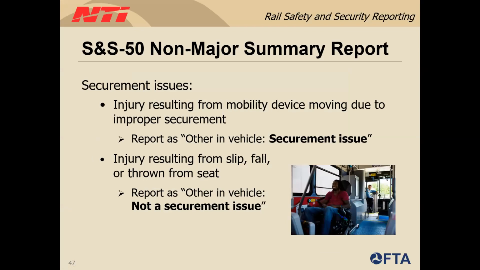Two of the categories for injuries on the SNS 50 form relate to securement issues. Securement issues are those related to an injury resulting from improper securement of a mobility device, such as a wheelchair or scooter. So they are reported as other in-vehicle securement issue. The other category is for other in-vehicle, not a securement issue. These are trips, slips while on the vehicle, or for being thrown from a seat during a vehicle maneuver.